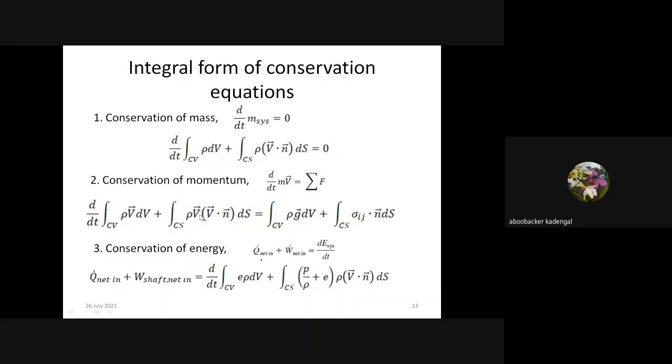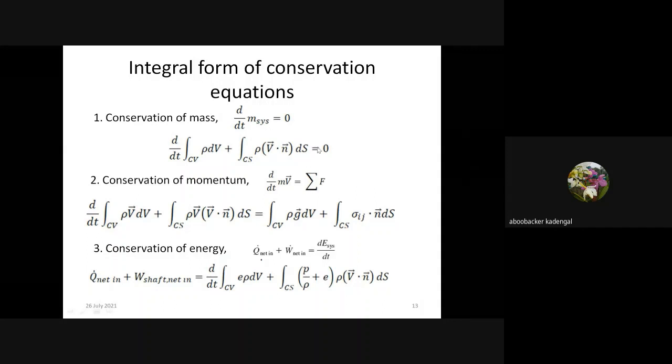So this is the rate of change, and this is through the surface, etc. Conservation of energy: the net energy in and out, the heat and work, should be equal to the rate of change of energy of the system. The work may be shaft work, and heat rate. So the sum of shaft work and heat flow should be equal to the rate of change of energy. E is the internal energy per unit mass of the control volume, CV, plus the control surface.